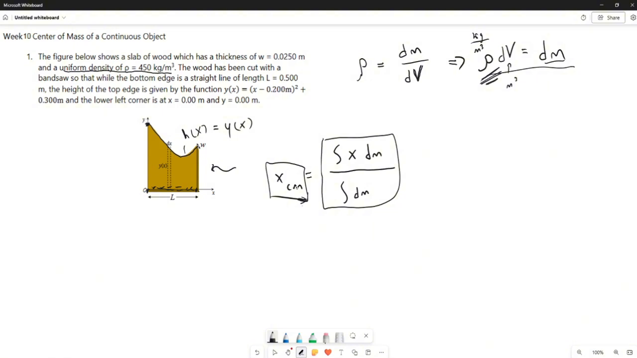When it comes to practically evaluating these things, you need to do some integrals with respect to dm.